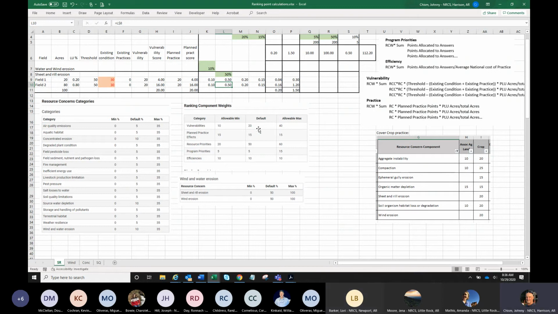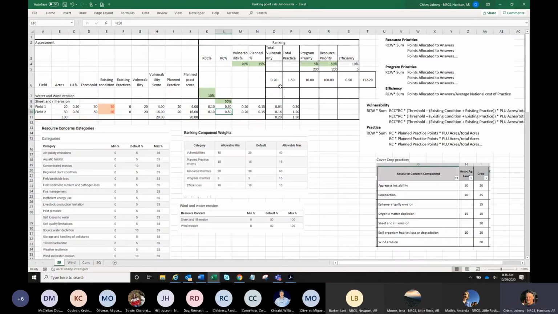I don't know exactly the best way to do it. If I want to give them more points, for example, in this situation, I've got 0.2 in vulnerability because my vulnerability percentage is 20. Well, let's say, for instance, I increase that to 40. That's going to give me twice as many points, but it's still a really low amount.